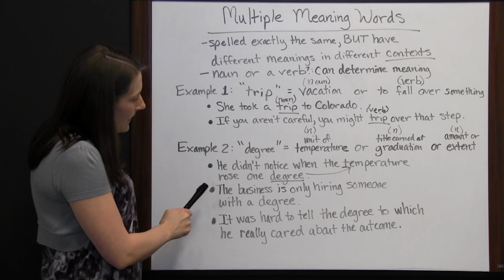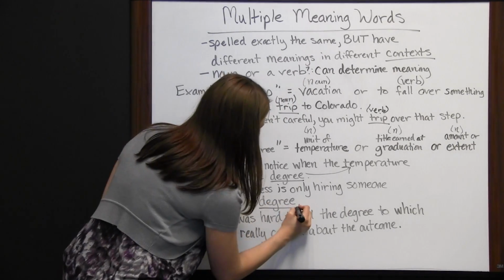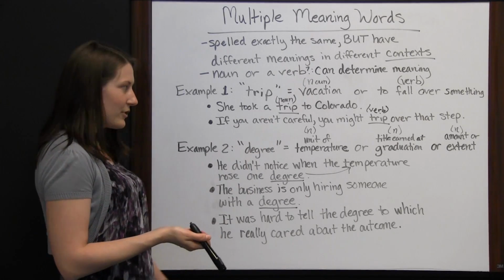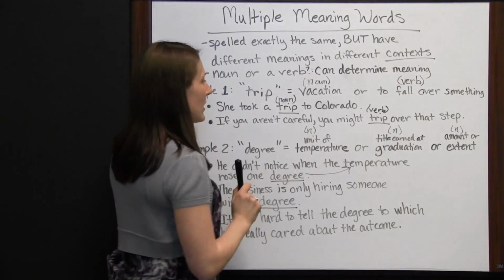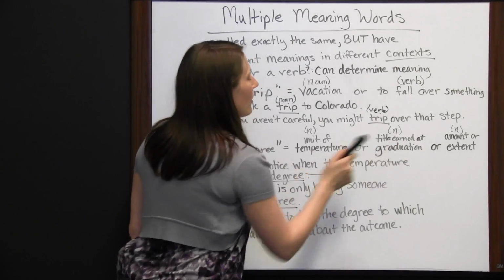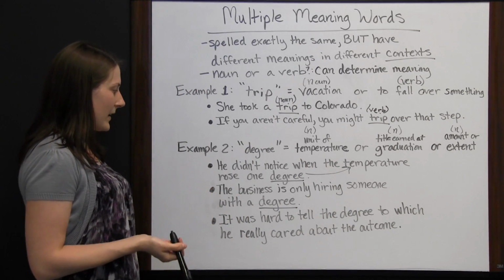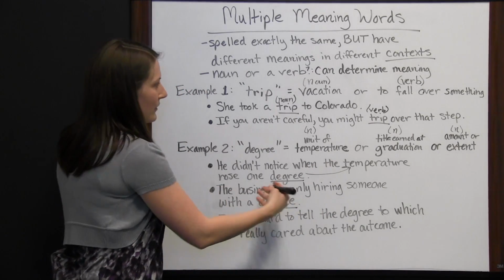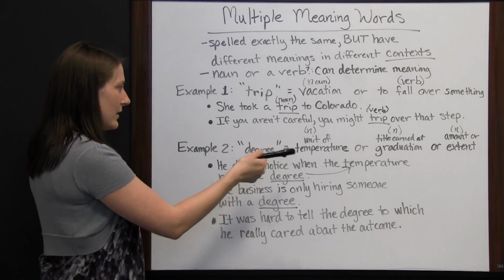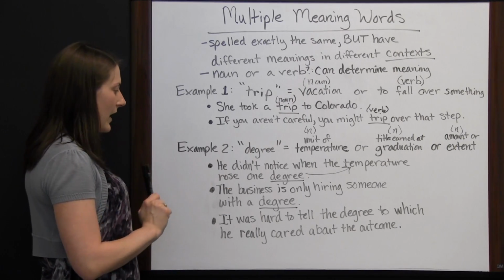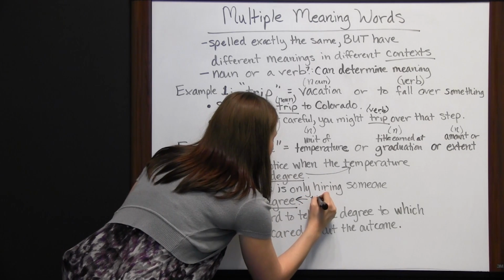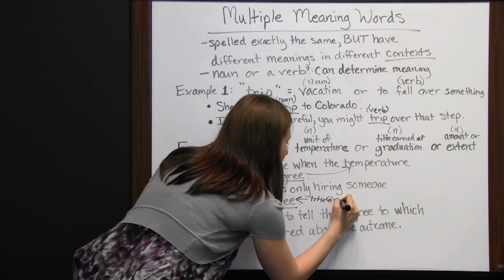Our next one, the business is only hiring someone with a degree. So are they hiring someone with a unit of temperature? Everyone has a temperature of something. Are they hiring only people that have earned a title through graduating? Or are they only hiring people with an amount or extent? And that one didn't really go any further, so it wouldn't be the amount or extent of something. So this one, if you sub in their title earned at graduation, this business is only hiring someone who is graduated. This one is going to have to do more with title at graduation.